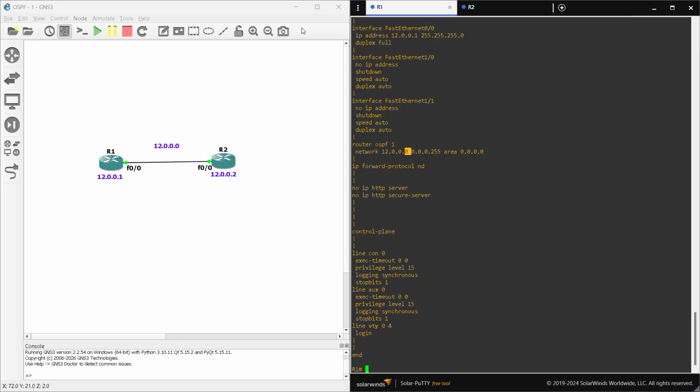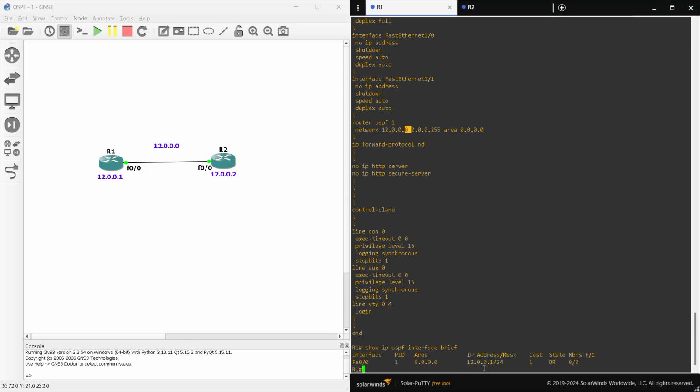Now the second concept, the other one. So let's see show IP OSPF interface brief. Now as you can see, it tells us on which Fast Ethernet. So this was the extension of this. It tells us what was the Fast Ethernet, the process ID of it, the area in which it is operating, the IP address along with the subnet mask, and it tells us the cost.